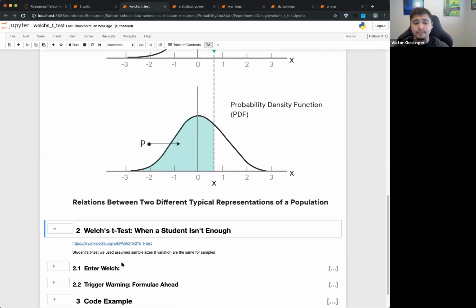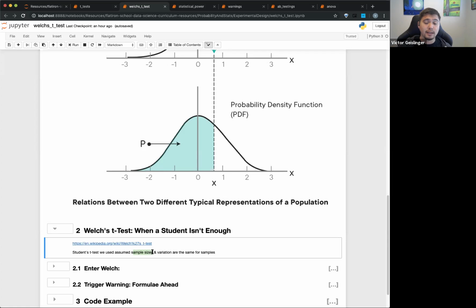Just know that with Student's t-tests, I think we mentioned this before, but to be explicit, we're assuming the sample sizes between the two, for example in two-sample tests, are the same, and the variation of the samples is the same. So note that this isn't always true.